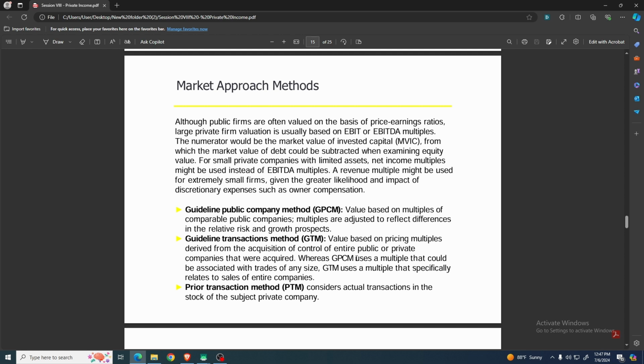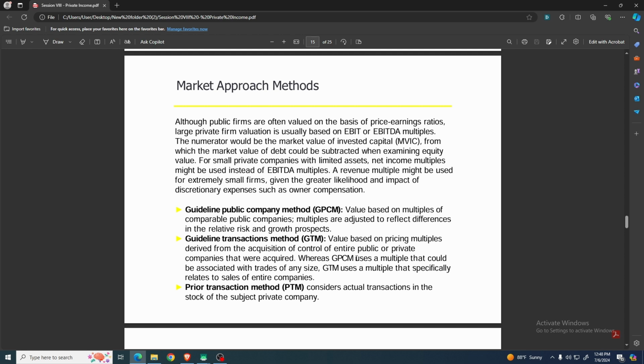And then you have market value of invested capital, MVIC. So MVIC is a metric which is used as a numerator in multiples, representing the total value of equity and debt. So here the equity value can be derived by subtracting the market value of debt from the MVIC. And then you have multiples for different firm sizes. Small private firms with limited assets may use net income multiples. On the contrary, extremely small firms might use revenue multiples due to the impact of discretionary expenses like owner compensation. And then you have these different aspects under the utilization of valuation multiples.